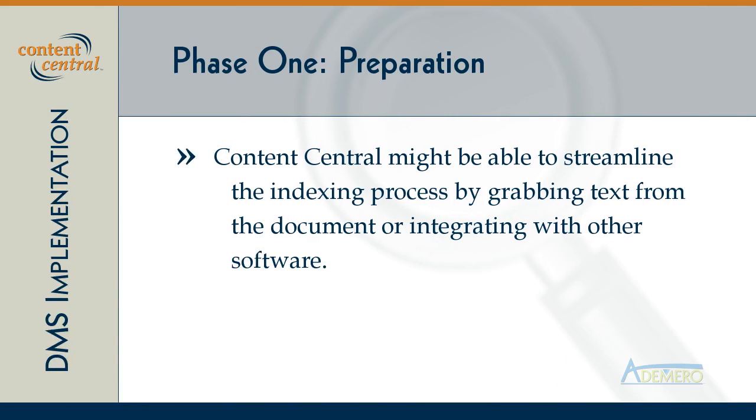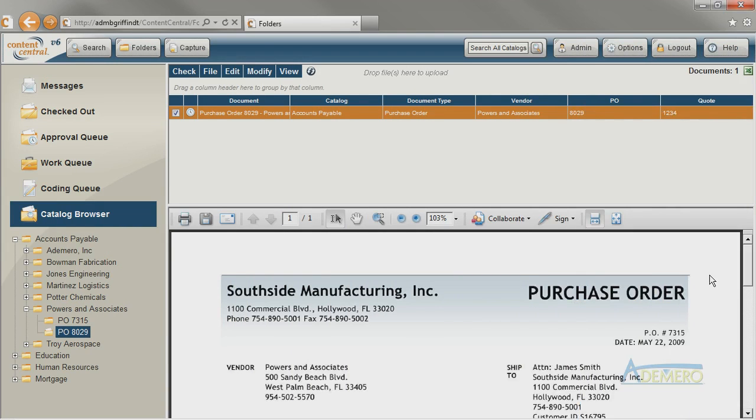Also, if we wanted to take advantage of some of the more advanced features of Content Central, we might be able to have Content Central fill in these fields or index the document automatically for us based off information that it finds in certain areas of the document, or based on other systems like your accounting system. For instance, since all purchase orders have the same layout, we could configure Content Central to always look in the upper corner of the purchase order for the purchase order number and to fill in that field automatically for us.